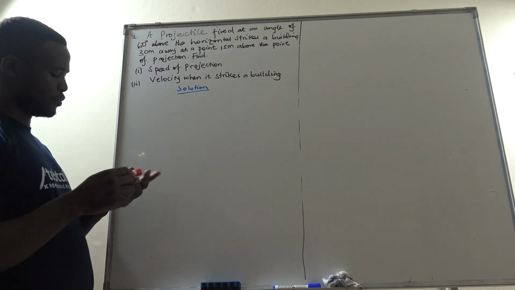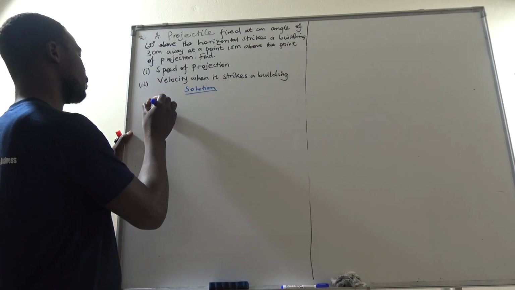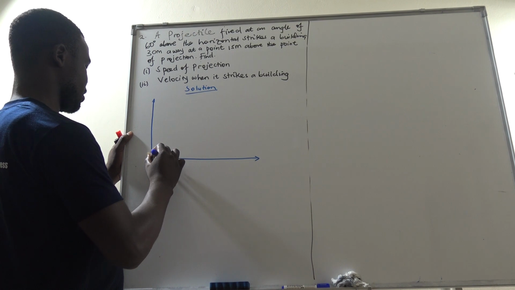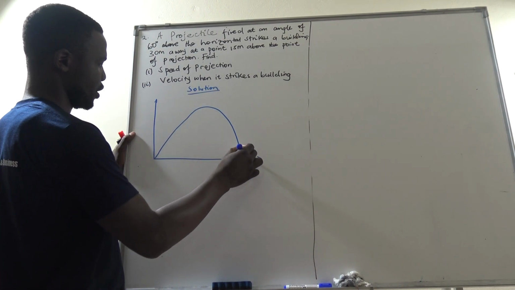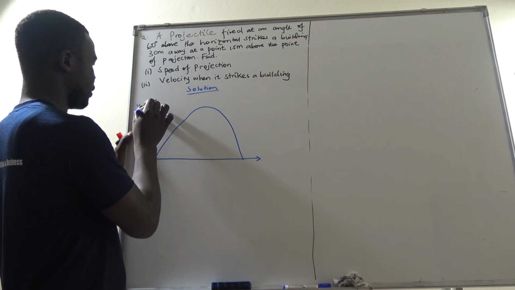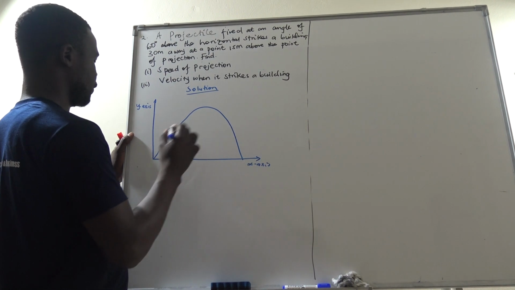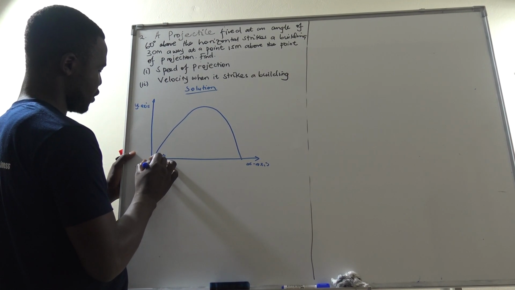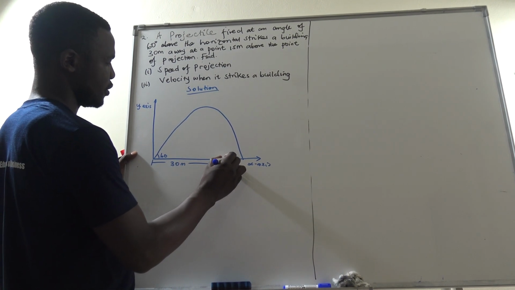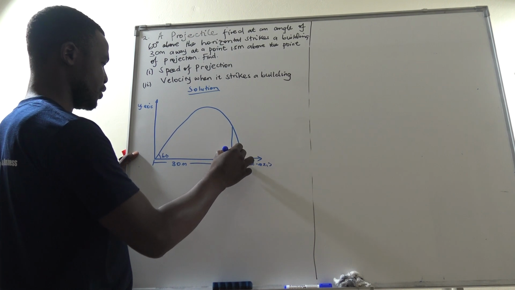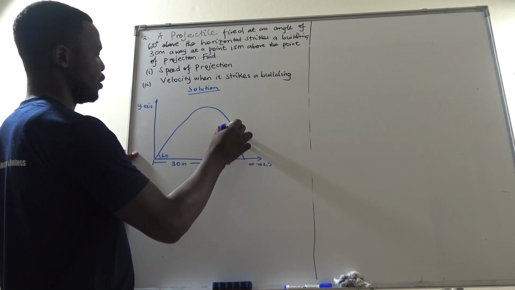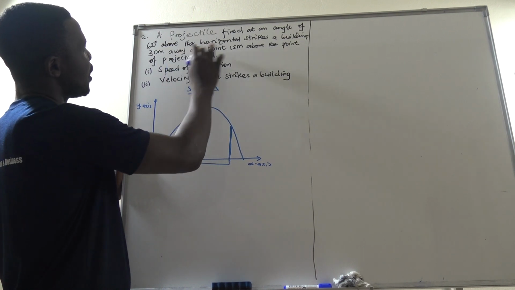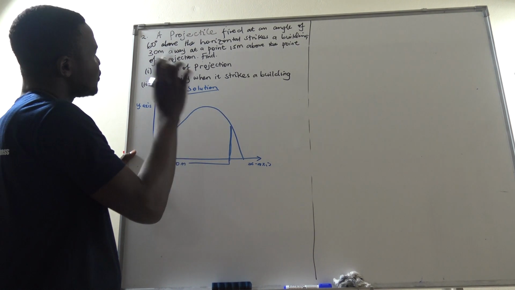Okay, so let us begin by sketching. Assuming this is a projectile and this is the trajectory. Remember, we said a trajectory is a path described by a projectile. So it has an angle of projection which is 60 degrees, and we have a building at 30 meters. There is a building at this point here. It just passes above the horizon, strikes the building, and then goes.